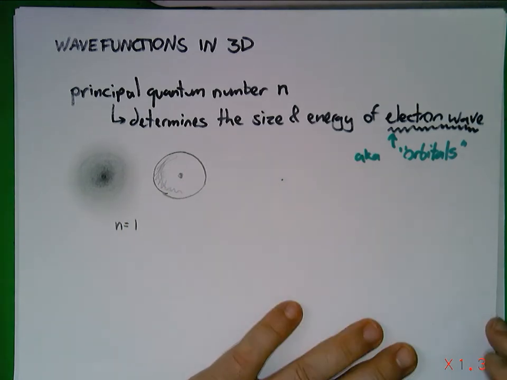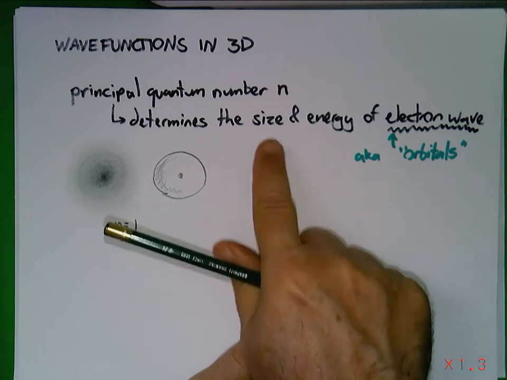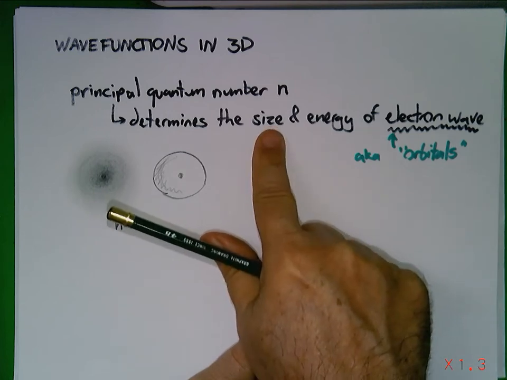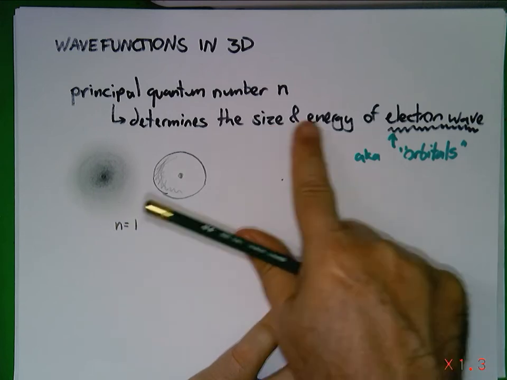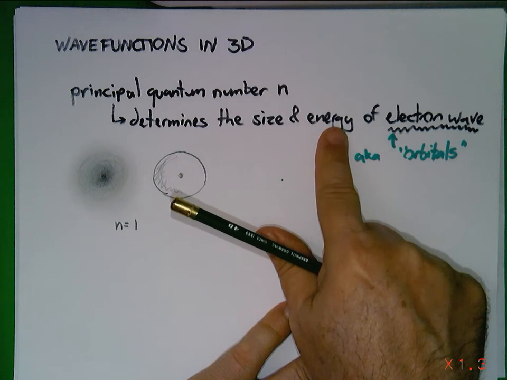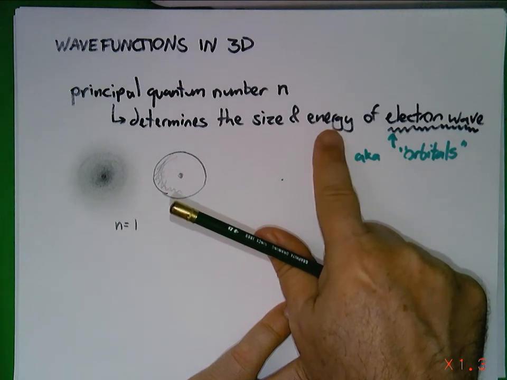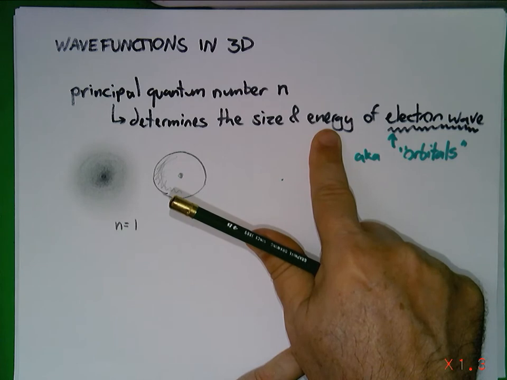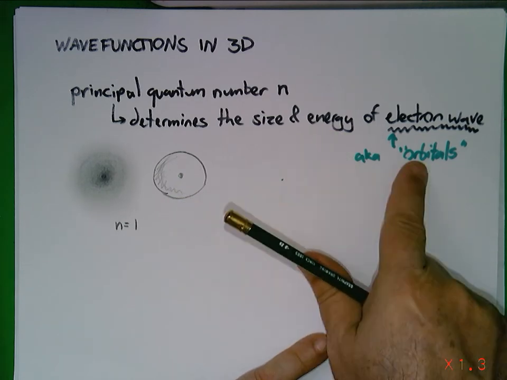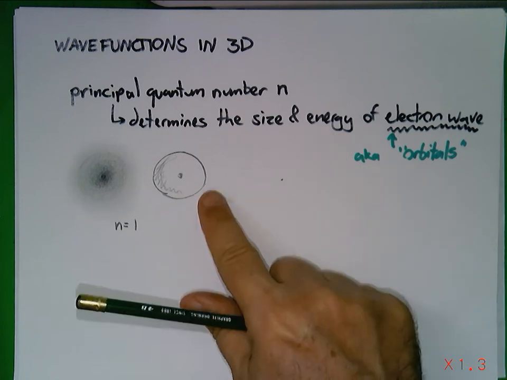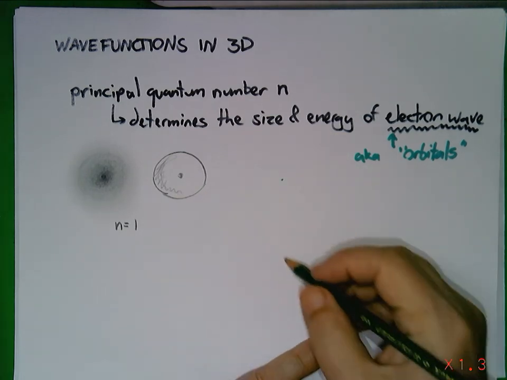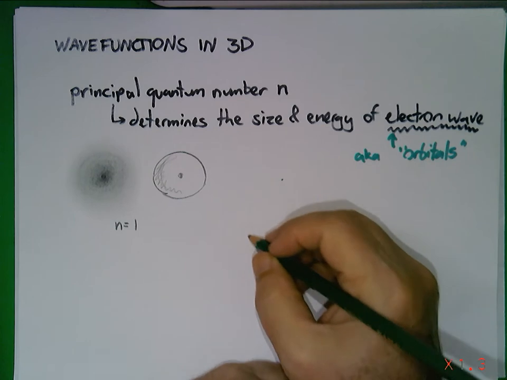What happens when n equals 2? Well, from what I've said here, you can figure that you're going to get a bigger orbital, and it's going to have more energy. Now, in the last video we saw that you can increase the energy of an orbital or an electron wave by putting more nodes in it. So when you have n equals 2, you can put a node in it.